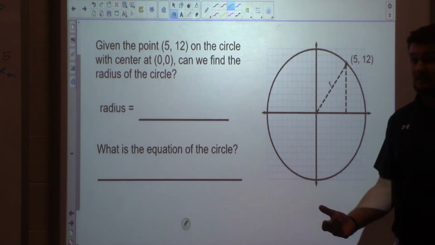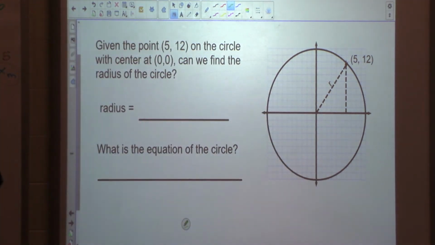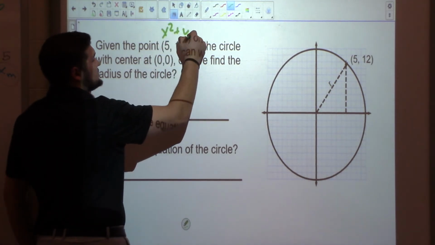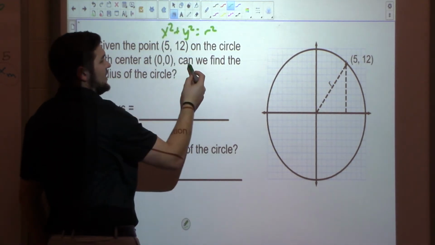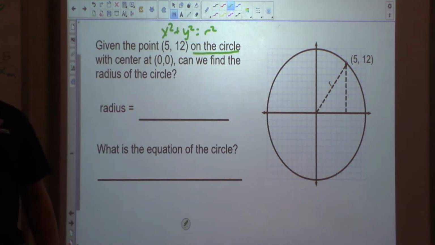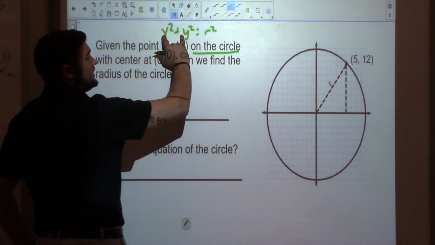That's it? Equals 3 squared. Okay, how'd you get that? I just used the formula. You use the formula, right? We have x squared plus y squared equals r squared. So if they give us an x and a y that is on the circle, keyword, on the circle, I should be able to plug it in here and solve for r.